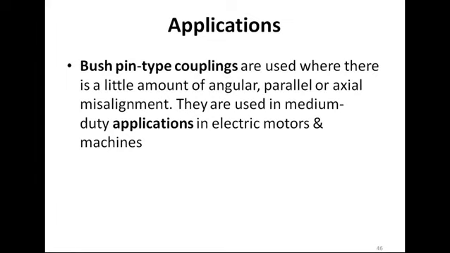As for the application, bush pin type couplings are used where there is a small amount of angular, parallel or axial misalignment. They are used in medium duty applications in electric motors and machines. So mostly they are used where angular, parallel or axial misalignment is present between two shafts, and we want to transfer the motion from one shaft to another shaft. At that time we prefer this bush type pin coupling.